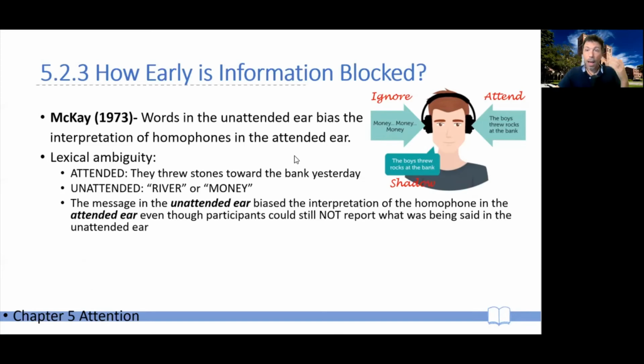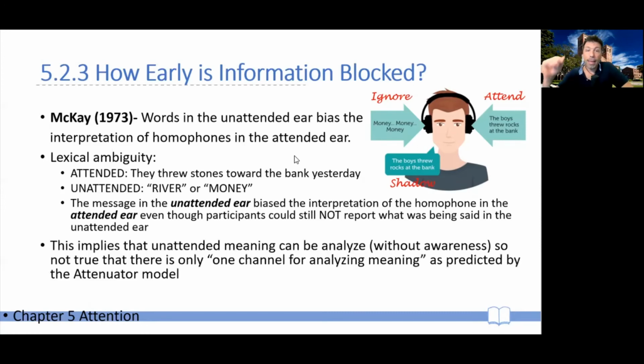So it's not that these words were consciously perceived. They were not consciously perceived, but they still acted to bias the interpretation. And see, this is crucial because this implies that the unattended meaning can also be analyzed without awareness. So this is contrary to Anne Treisman's prediction that there's only one channel for analyzing meaning, and it's the conscious channel, right?